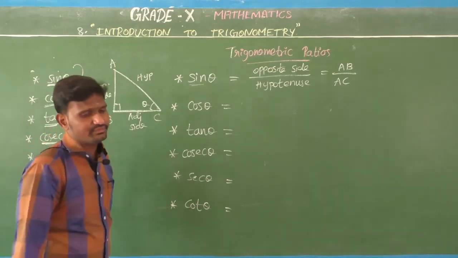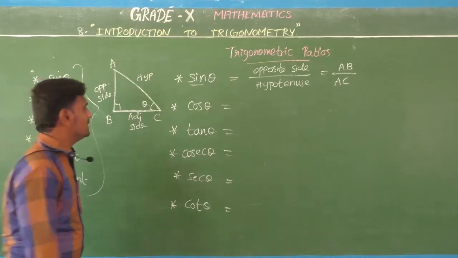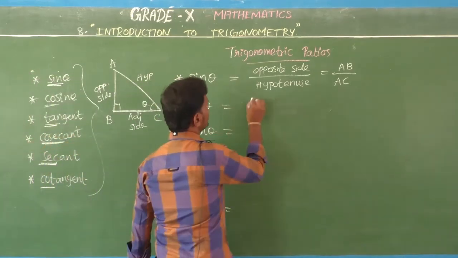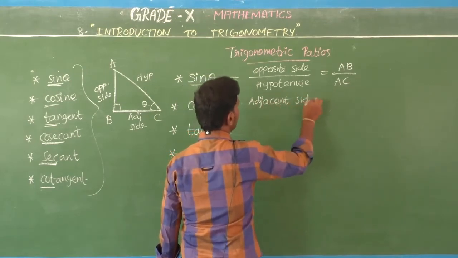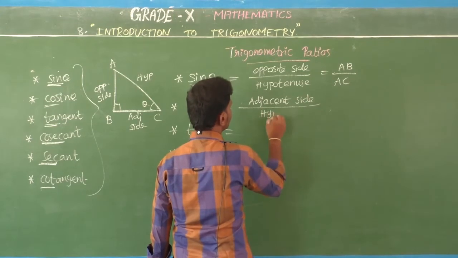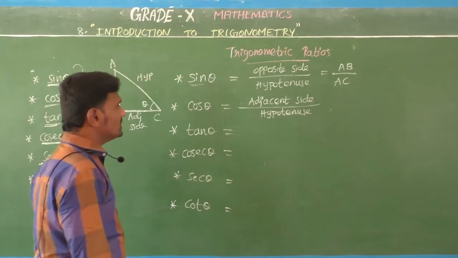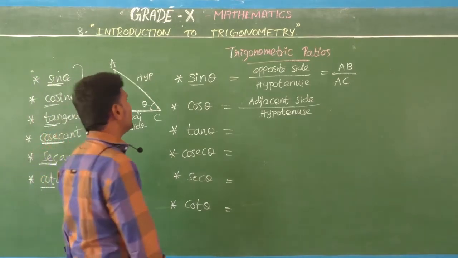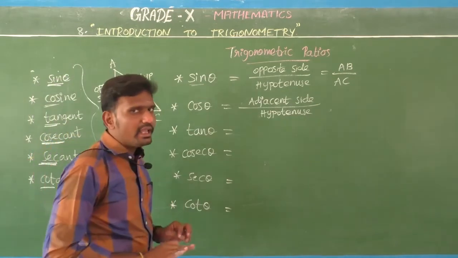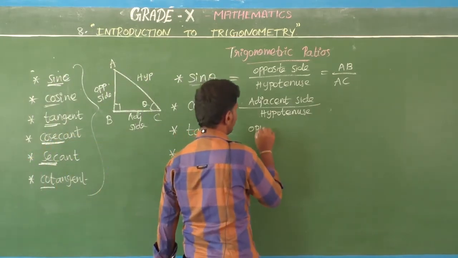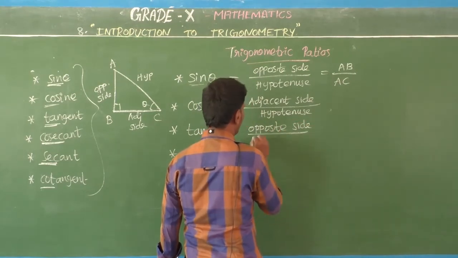Now coming to cos theta, what is the adjacent side? Adjacent to the angle theta, divided by hypotenuse. That is adjacent side divided by hypotenuse. Got it, students? And the third one is tan theta. Tan theta is the opposite side divided by adjacent side.